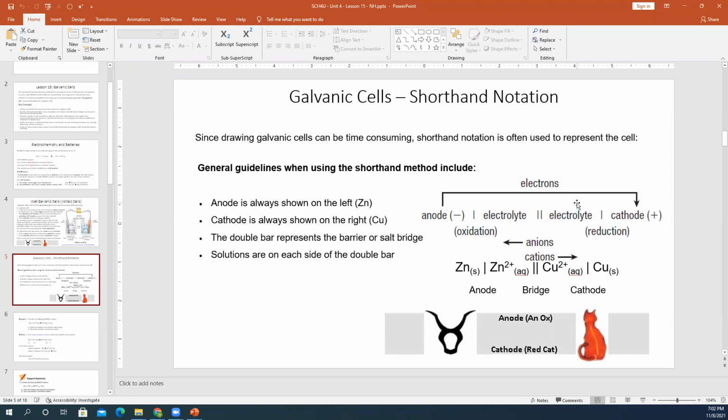Both for a galvanic cell and an electrolytic cell, you apply the same rule. Anode is always shown on the left, cathode is always shown on the right. And then you have a single bar separating the oxidation reaction from the reactants to the products, and a single bar showing the reduction reaction, again going from the reactants to the products.